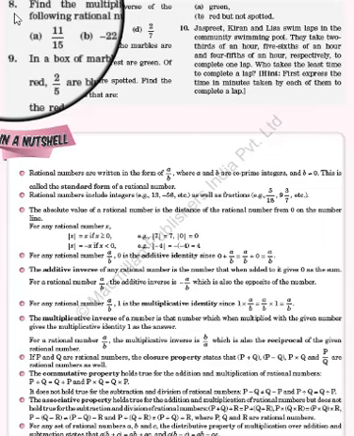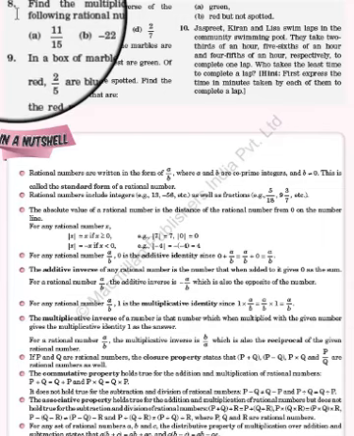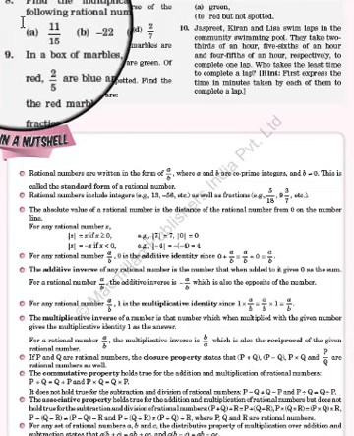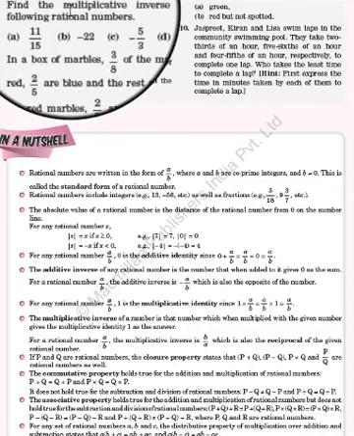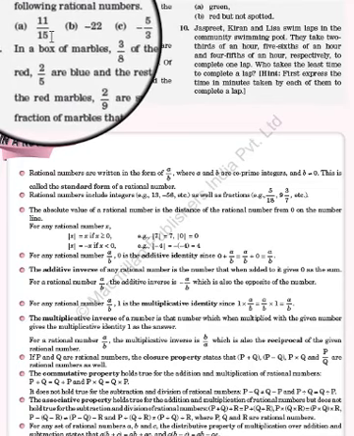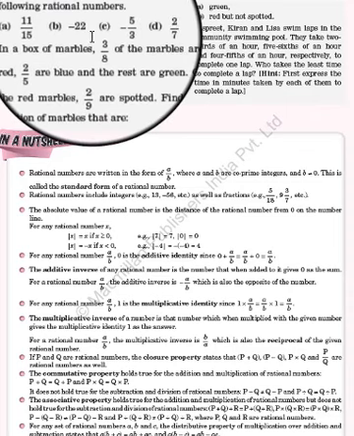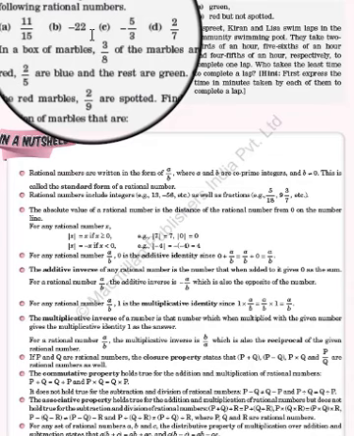So students, now let us see question number 8 here. We have to find the multiplicative inverse of the following rational numbers. Now multiplicative inverse means reciprocal. So reciprocal of 11 upon 15 will be 15 upon 11. B part, reciprocal of minus 22 will be equal to minus 1 upon 22.